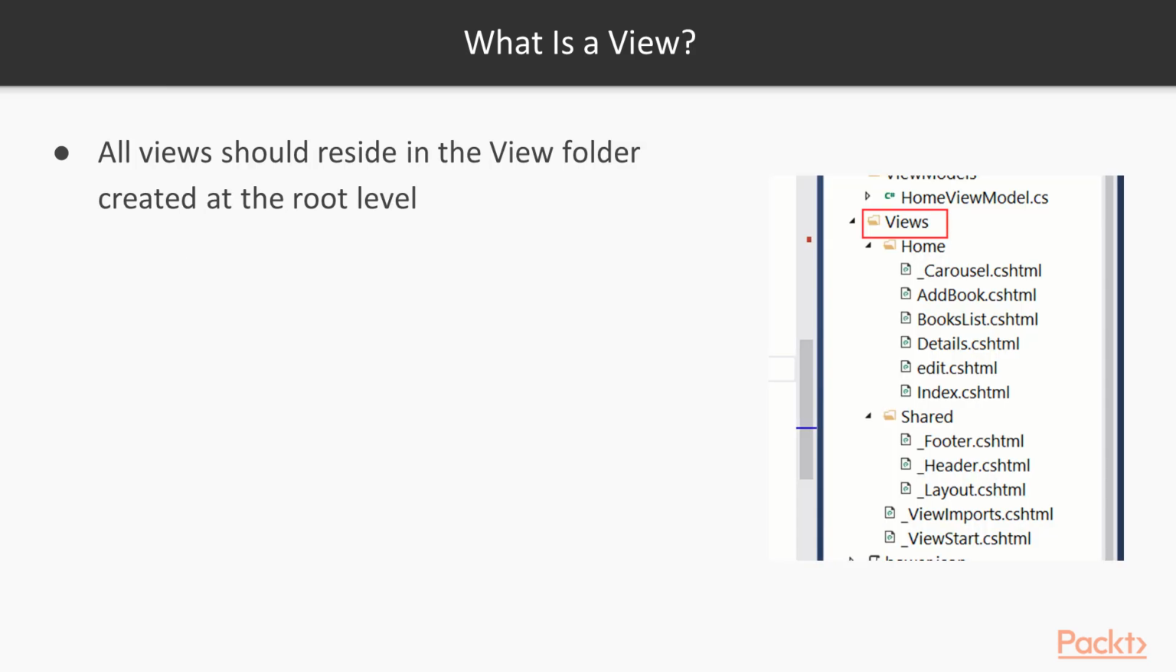All views should reside in the Views folder created at the root level. Like controllers and models, views get their own folder. It is important to name it Views and to put it at the root level. The MVC framework will look in those places, like ~/Views or ~/Views/Shared folders. And if it can't find either the folder or the view in those folders, it will throw an exception.